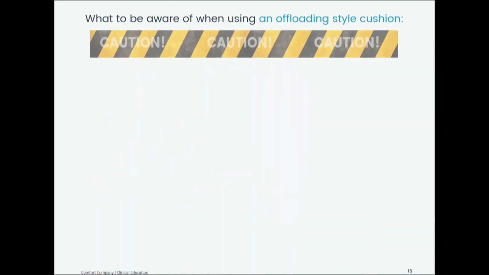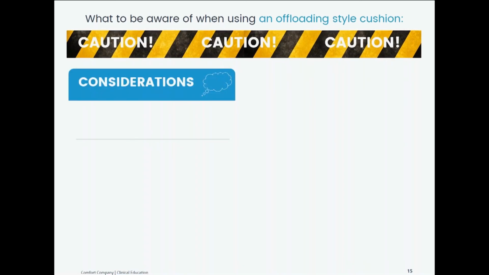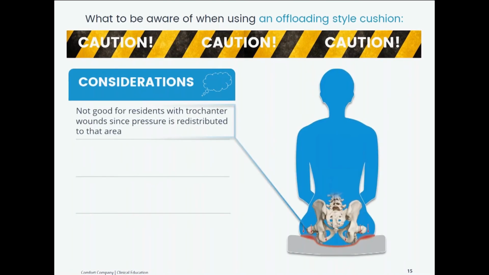However, just like with anything, we need to be careful. There are certain things that we have to look at and we have to decide: what is my person's construction, what is their need, and is this the correct style of pressure redistribution for my patient? So the first thing, and the very obvious thing, is that it would not be good for someone who has a trochanter wound. It is very important for us to understand where the wound is that our resident presents with. And due to the nature of this cushion, it actually loads the pressure onto the trochanter head. Then obviously we don't want to use this style of cushion with someone where their wound is presenting.